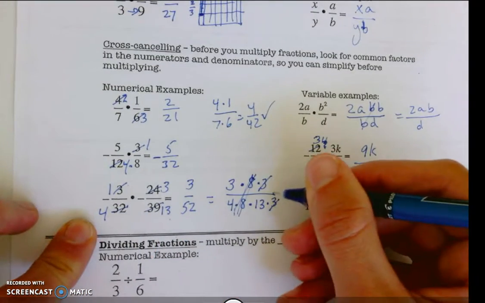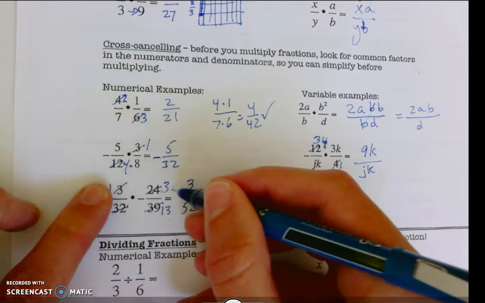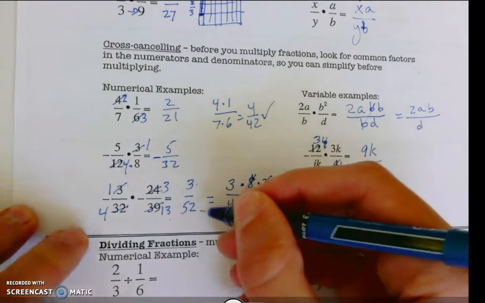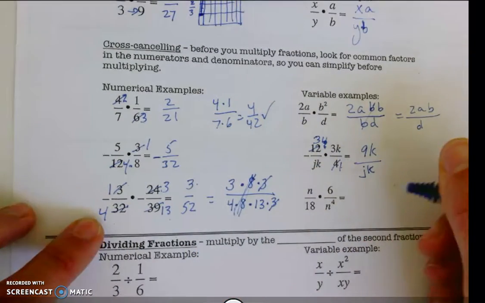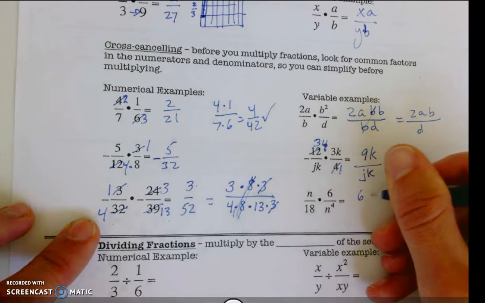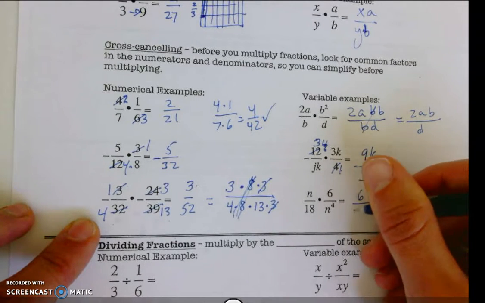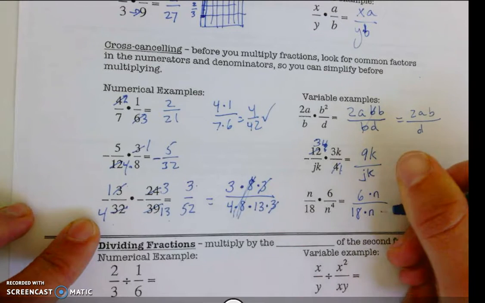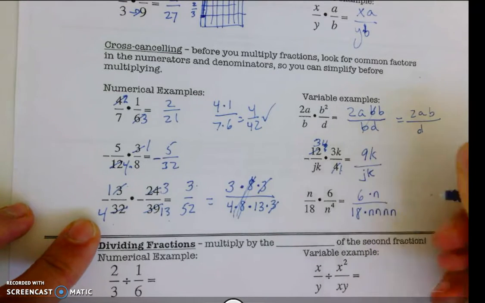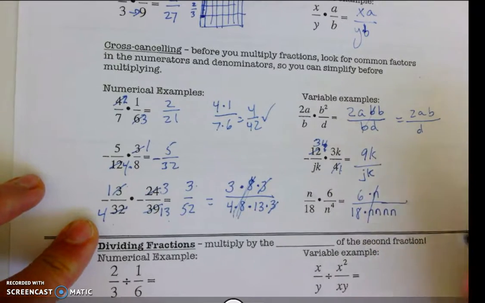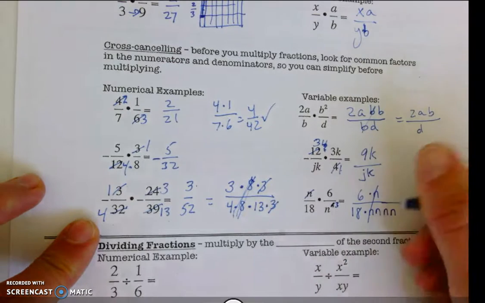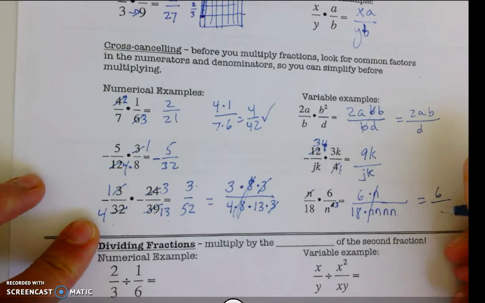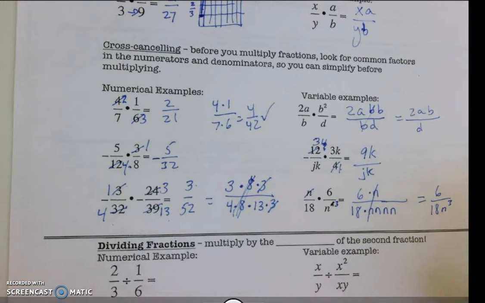But when you really think about what we're doing here, we're saying all of these numbers in the numerator are multiplied together to give us 3, and these numbers are multiplied in the denominator to give us our denominator of 52. So if we generalize that, we've got 6 times n over 18 times n to the 4th, which we can think of as n times n times n. And then when we simplify and notice a common factor here, we can change this to n to the 3rd. That just gives us 6 over 18 times n to the 3rd. And that is that.